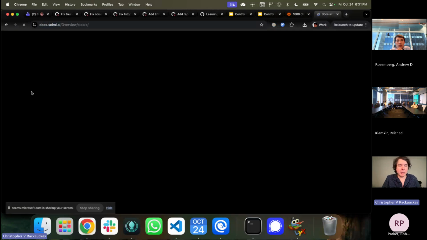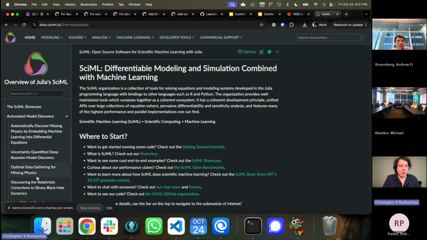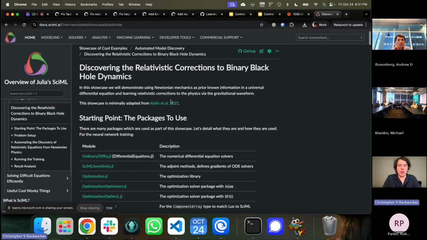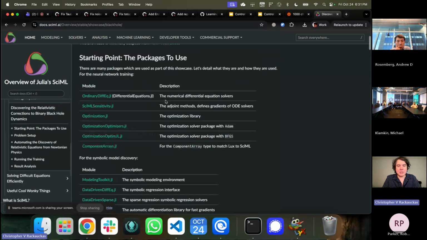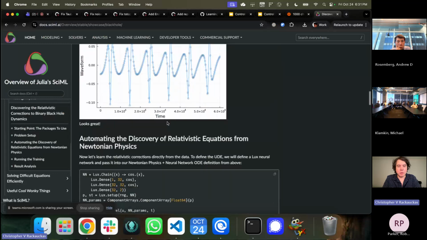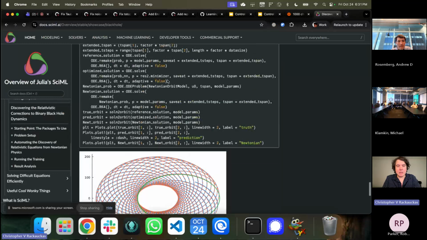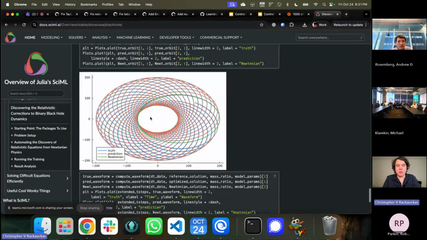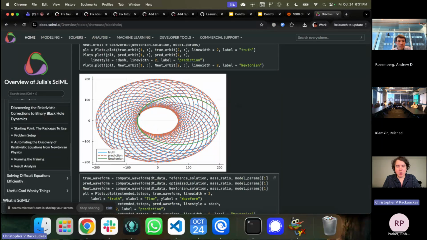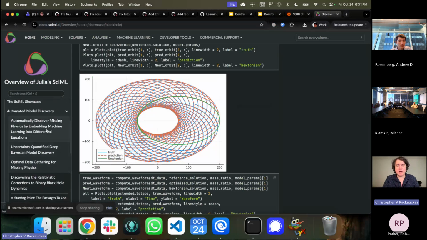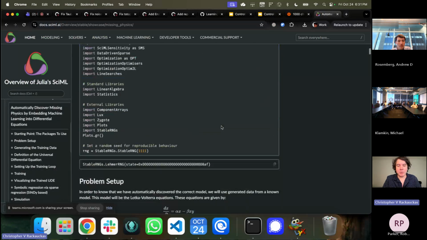And if you go to docs.sciml.ai, you can find this exact example: discovering relativistic corrections of black hole dynamics. This is actually a recreation of a paper turned into a tutorial. If you walk through it, you create this model, you put the neural network in there, and you train it. You start from Newtonian mechanics, and it learns a small perturbation of the dynamics, and when you extrapolate it forward, it gives you the pattern you'd expect from relativistic correction, right? What I was showing here with the Lotka-Volterra model, you could do as well.